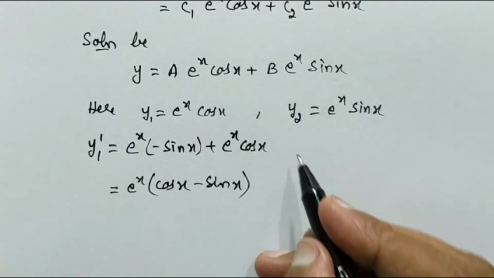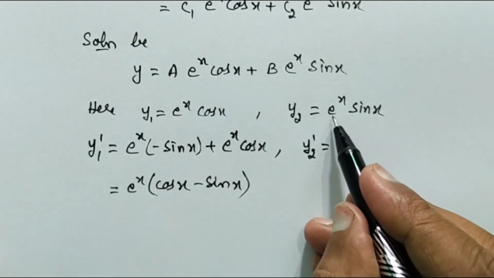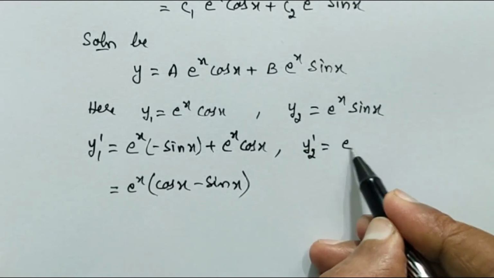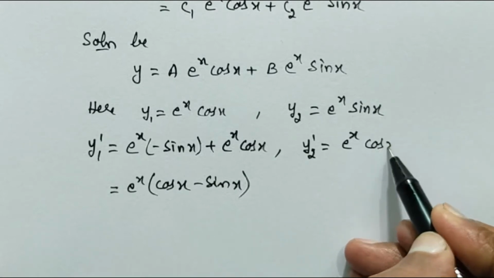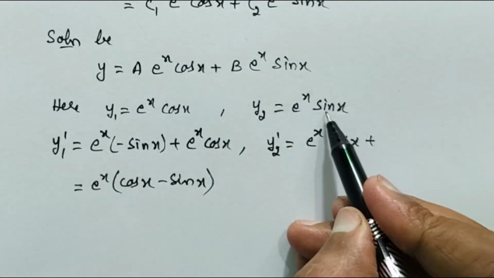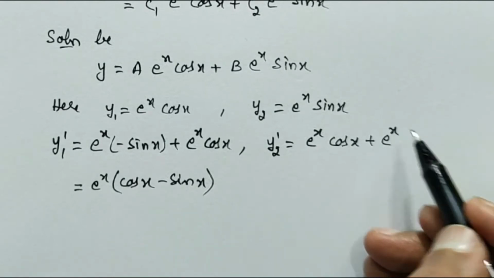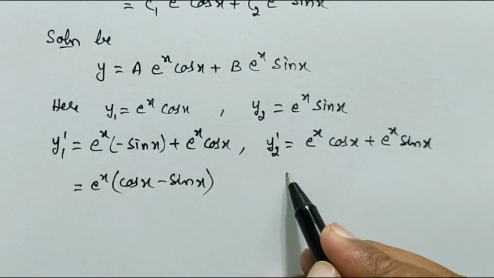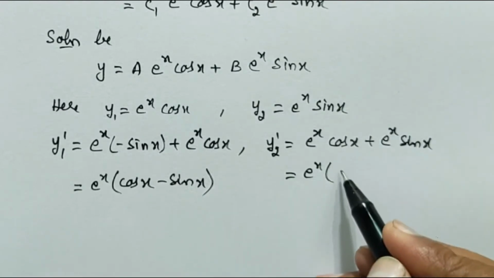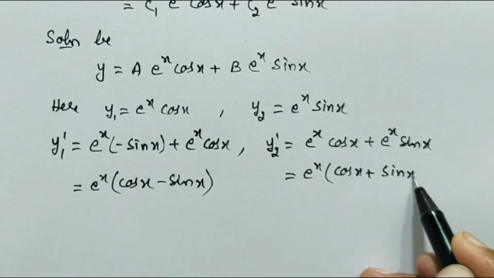This is y1 dash. Similarly, differentiate y2. Once again using the product rule, keeping e power of x as it is, differentiation of sine of x is cos of x, plus keeping sin x as it is, differentiation of e power of x is e power of x, so e power of x into sine of x. Taking e power of x common, we are left with cos of x plus sine of x.